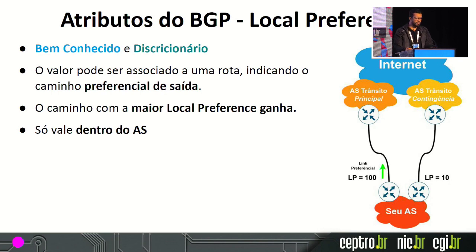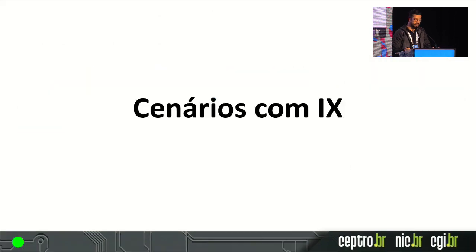Another attribute that is important to mention, and it will be discussed later in our presentation, is the local preference, which will influence the outbound traffic. Local preference is very well known. However, it is not mandatory. So certainly we'll have local preference in BGP. However, it is not in all the updates. You can use it or not.